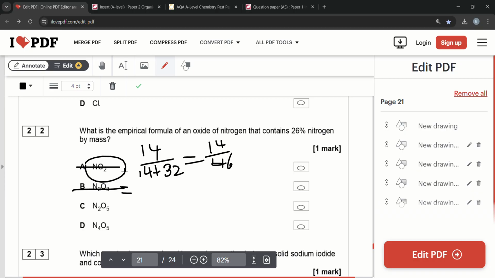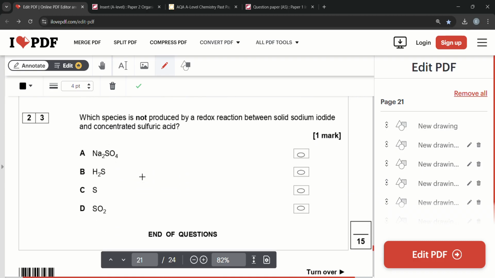14 plus 14 over 14 plus 14 plus 16 plus 16 plus 16 plus 16 plus 16. That is 0.259, so it probably is that, but let's just check. D: 14 plus 14 plus 14 plus 14 over 14 plus 14 plus 14 plus 14 plus 16 plus 16 plus 16 plus 16 plus 16. That is 41%, so the answer is C. It rounds to 26% when multiplied by 100.